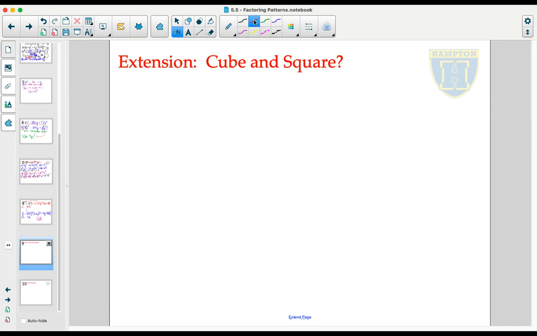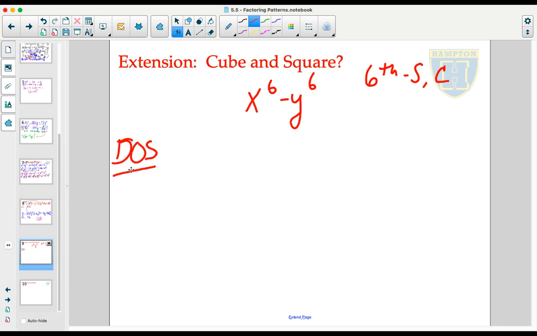An example of a polynomial that you can use multiple routes to factor is something like x to the sixth minus y to the sixth. Anything that falls to the sixth power does fall into the category of squares and cubes. So you could consider this a difference of squares, or you could consider this a difference of cubes. We're going to look at it both ways and see how we end up with slightly different answers depending on the track we take. So we're going to start with looking at it as a difference of squares.